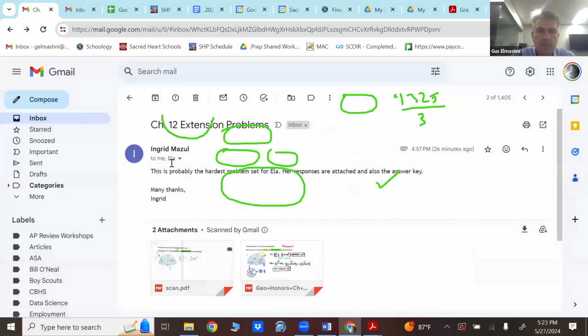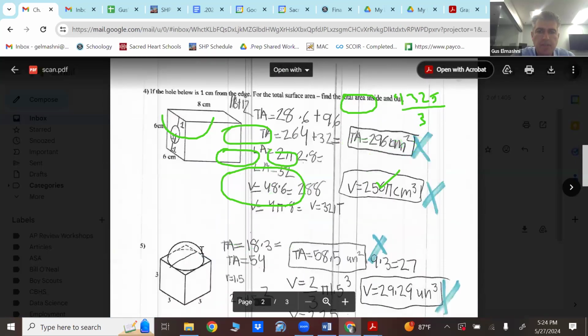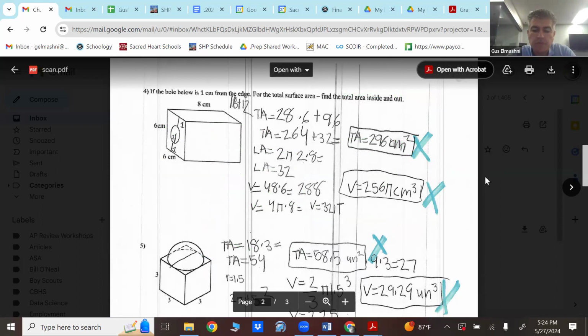So, okay. You totally could have had it. And then four, I also got wrong. So okay. So for four, find the volume of the box and subtract the volume of the cylinder.